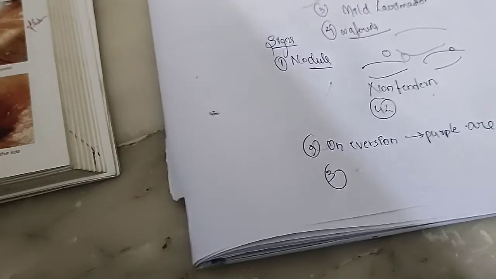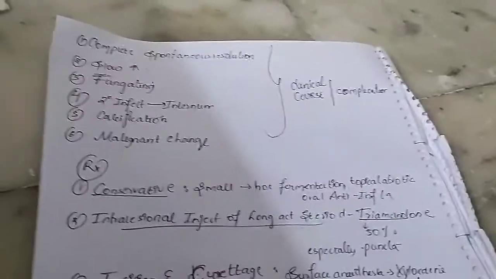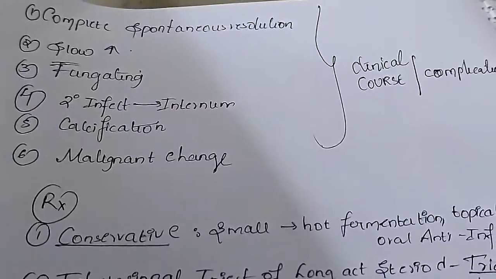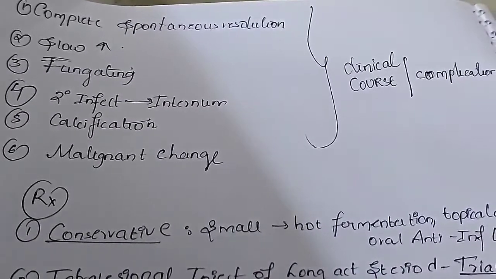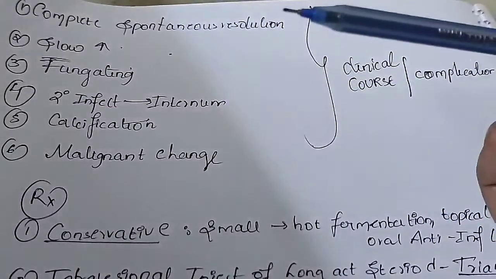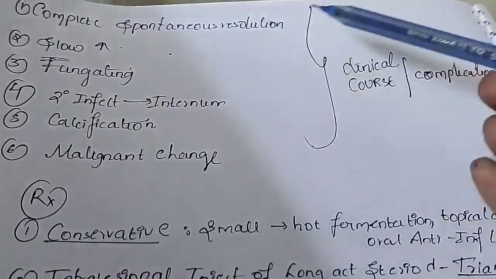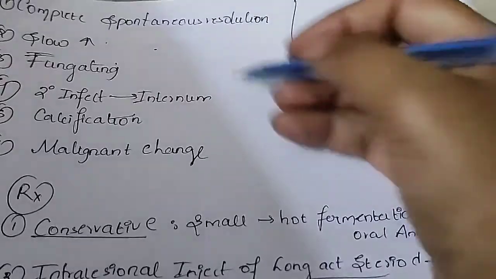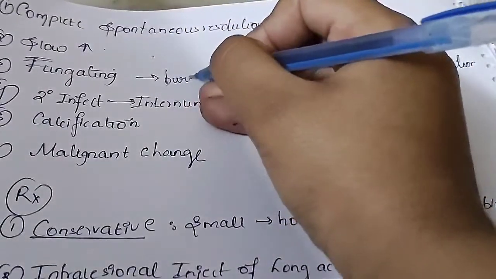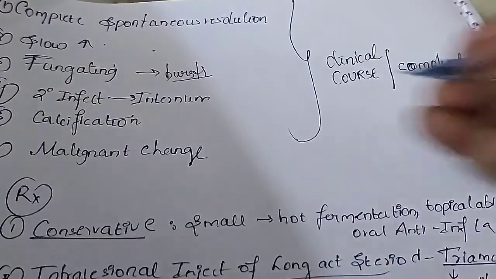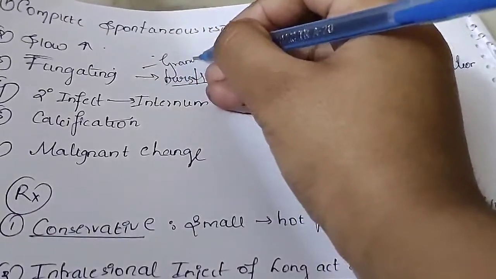So talking about clinical course and complications. First, there can be a complete spontaneous resolution, right? Or there can be a slow increase in size, and eventually it becomes very large. And the next thing, you can see a fungating mass of granulation tissue. When this lesion bursts on the conjunctival side, you could see a fungating mass of granulation tissue, right?